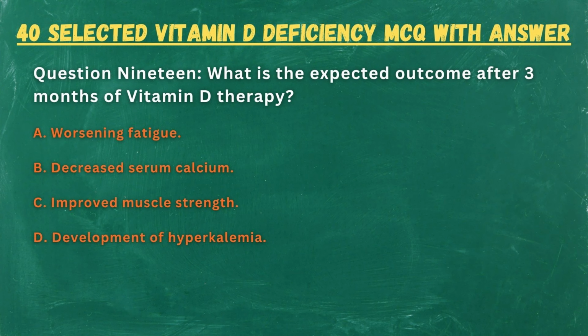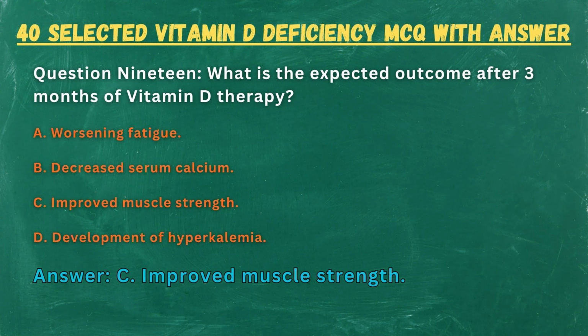Question 19. What is the expected outcome after 3 months of vitamin D therapy? A. Worsening fatigue. B. Decreased serum calcium. C. Improved muscle strength. D. Development of hyperkalemia. Answer: C. Improved muscle strength.